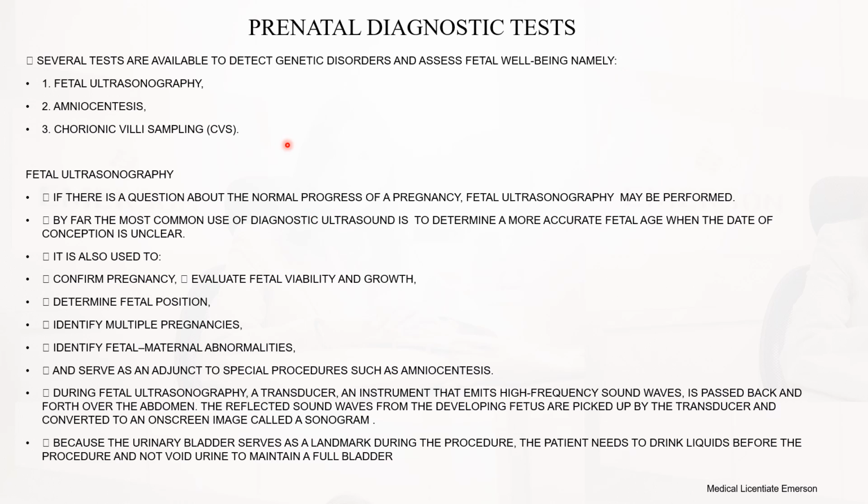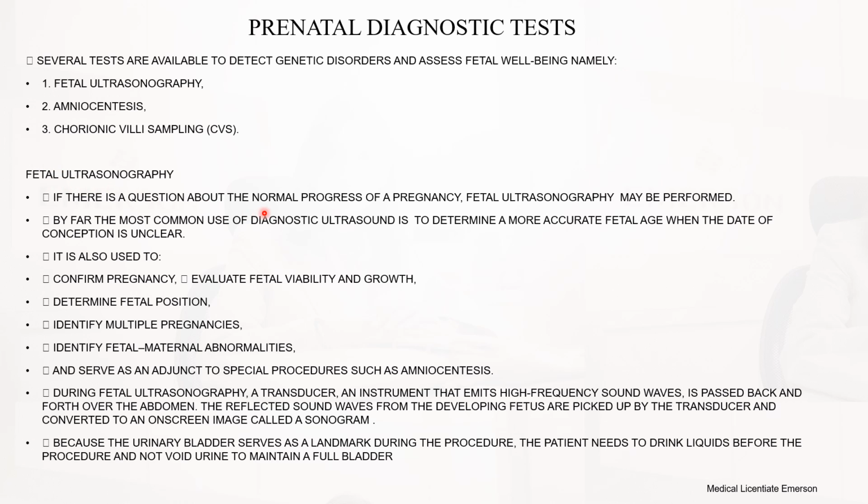Okay, so now we are going to do prenatal diagnosis tests. There are several tests available to detect genetic disorders and assess fetal well-being, but specifically we are going to go through these three. We have fetal ultrasonography or fetal ultrasound, then amniocentesis and chorionic villus sampling. Amniocentesis and chorionic villus sampling are invasive, while fetal ultrasound is non-invasive. So specifically, that's what we are going to talk about.